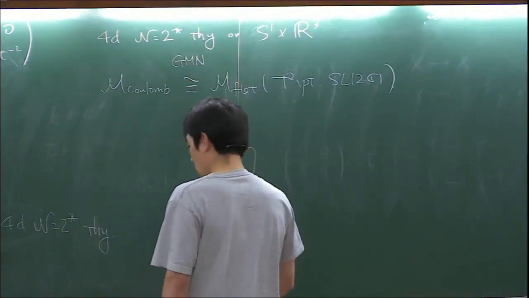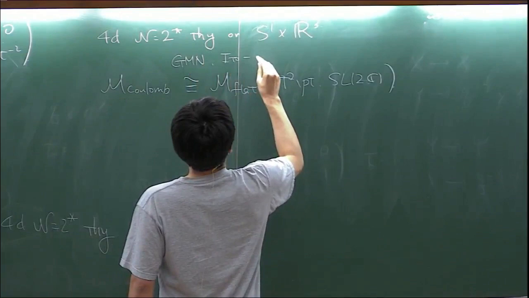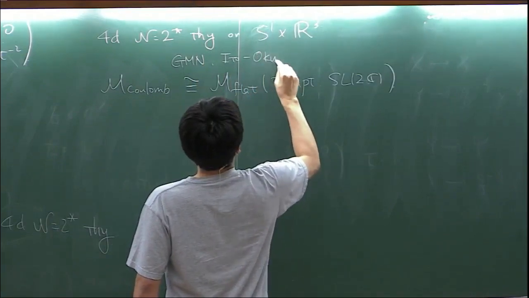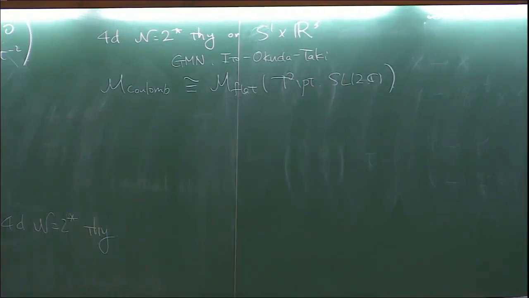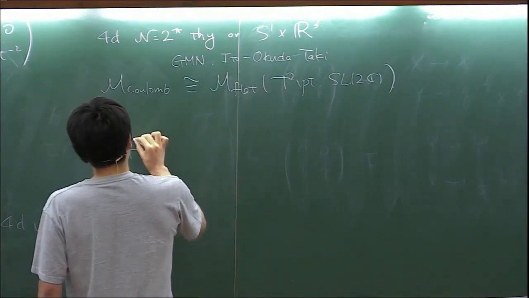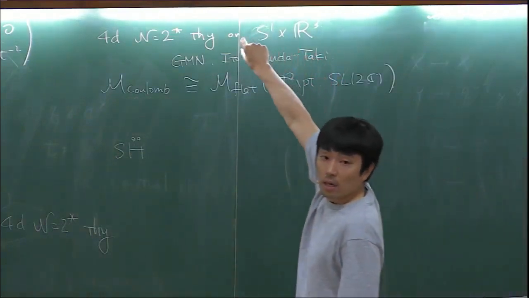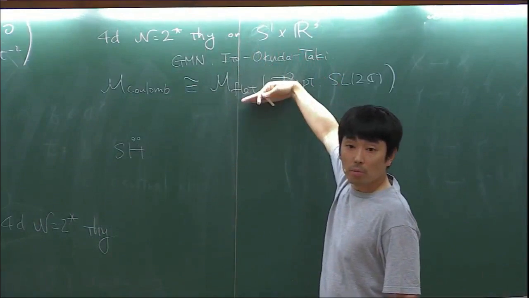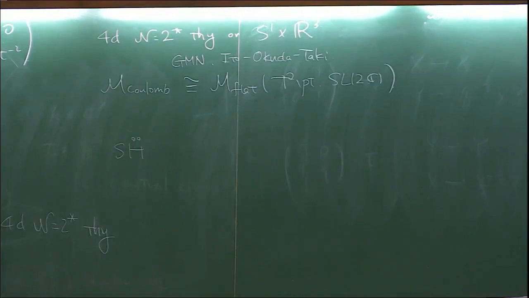And in Japanese, this is Gaiotto-Moore-Neitzke and Ito, Okuda, Taki, the Japanese group, and spherical DAHA. So the loop operator wrapping on this S1 will give you the coordinate of the moduli space of flat connections, and the spherical DAHA can be understood as the quantization. In particular, it's called deformation quantization of the coordinate ring.